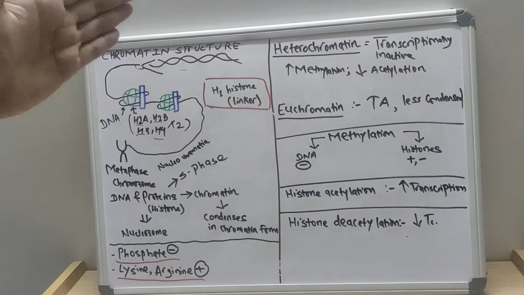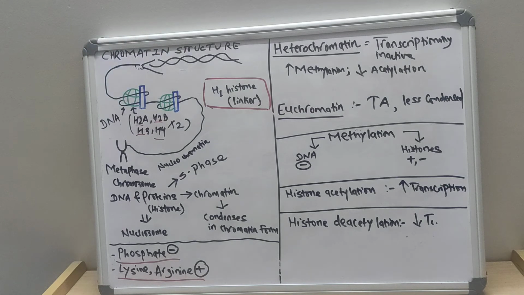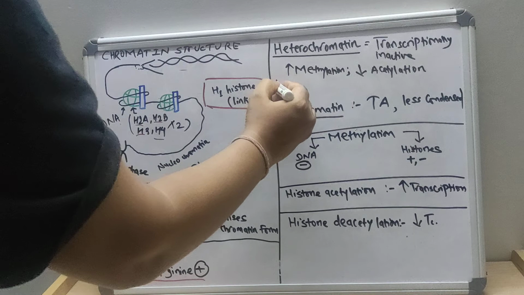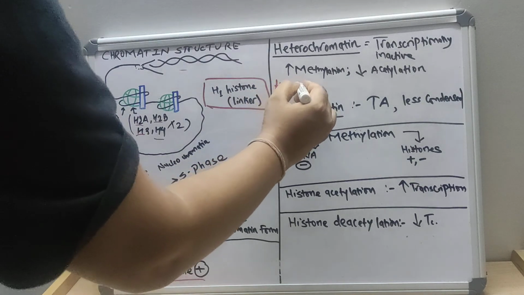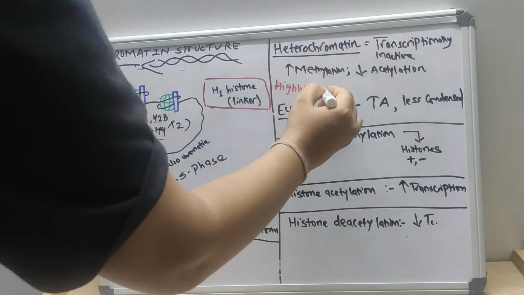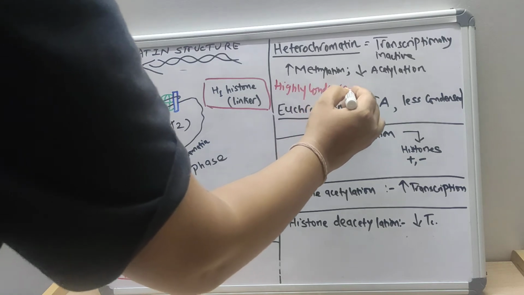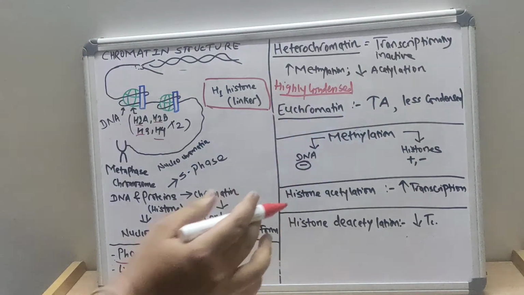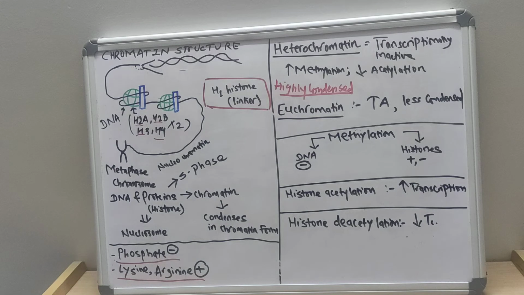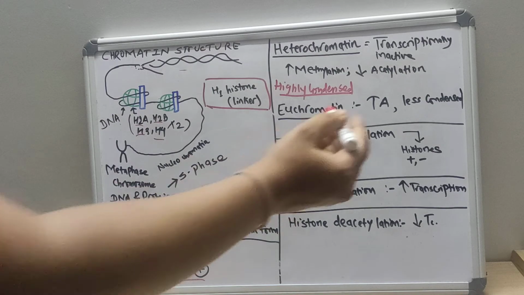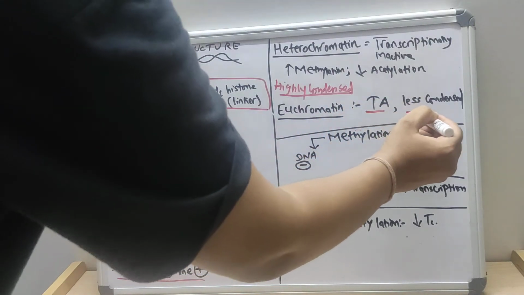There are two types of chromatin: heterochromatin and euchromatin. The heterochromatin is present in a very highly condensed form, so it is transcriptionally inactive, and the euchromatin is less condensed, so it is transcriptionally active.